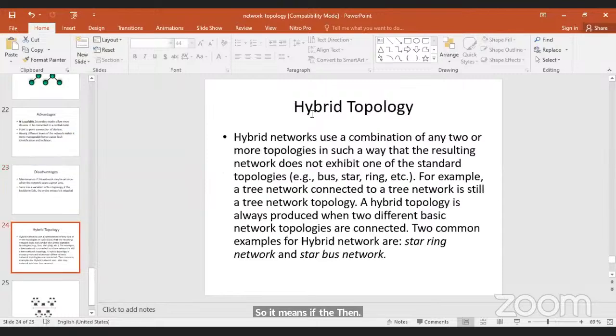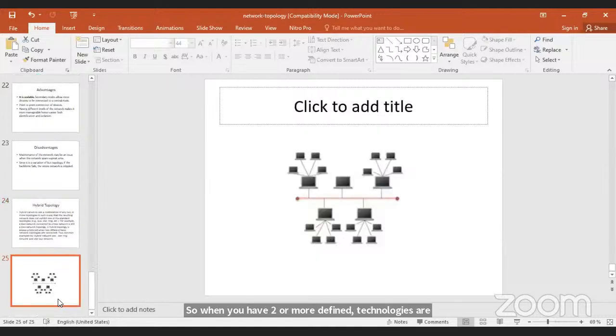Then you have hybrid. Hybrids are mixed. You can mix star with mesh. You can mix a ring with bus. So you can have two or more topologies that you mix together to form what's called a hybrid topology. When two or more different computer topologies are connected together, it forms a hybrid. Like in the picture below, you can have a bus, a star, a tree, a ring. They form what's called a hybrid.